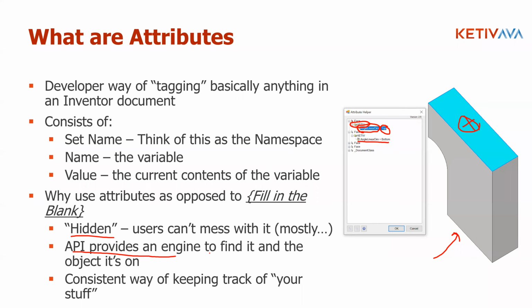The API provides an engine so you can find it on the object it's on pretty easily. And it makes for a consistent way of keeping track of, quote unquote, your stuff. So this is the stuff either you created programmatically or that you're interested in, again, for creating dimensions, when you're drawing automations, things like that. So attributes tend to be a very handy way of doing all this, okay?